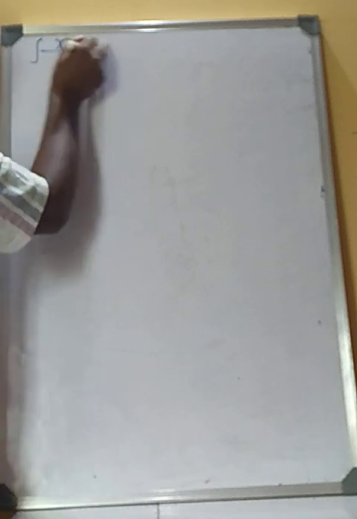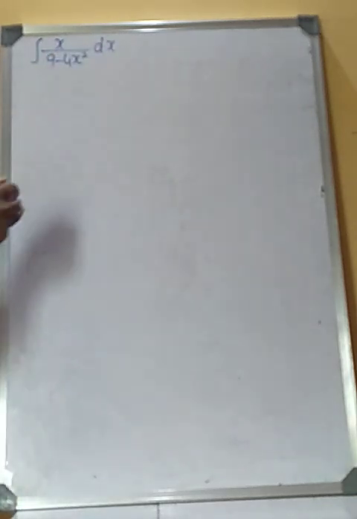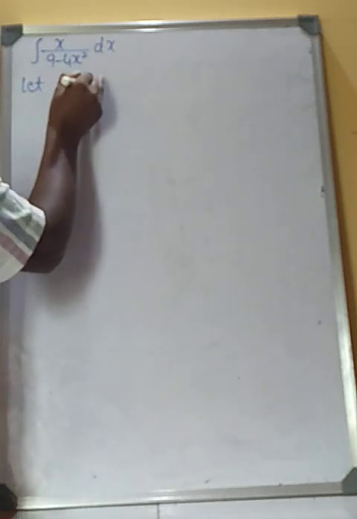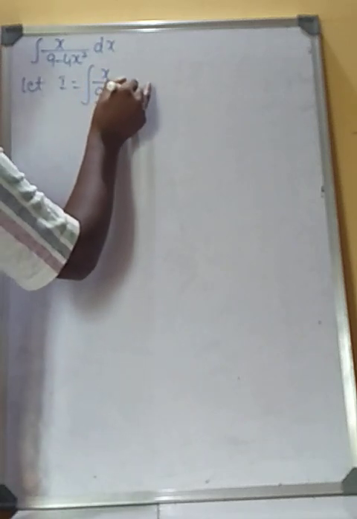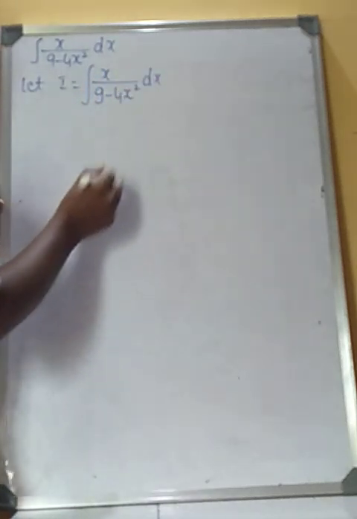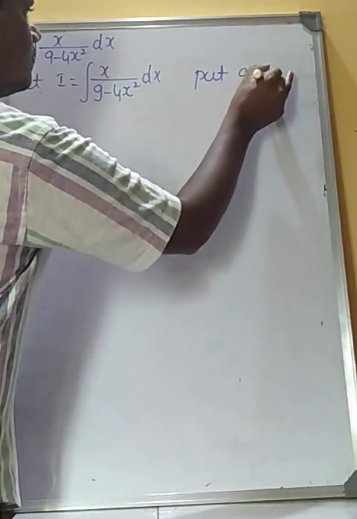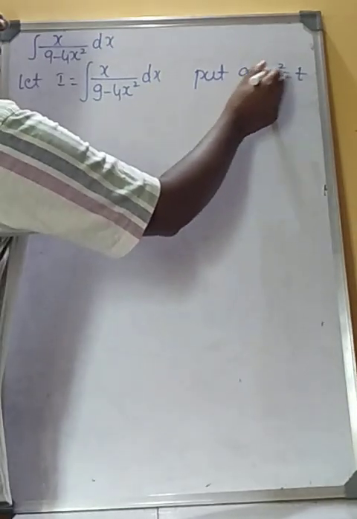Next, one more example: integral of x divided by 9 minus 4x square into dx. So let I be equal to the integral of x divided by 9 minus 4x square into dx. Now put 9 minus 4x square equal to t. Differentiate with respect to x.